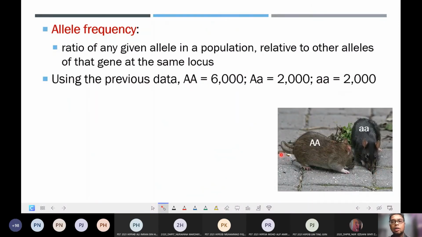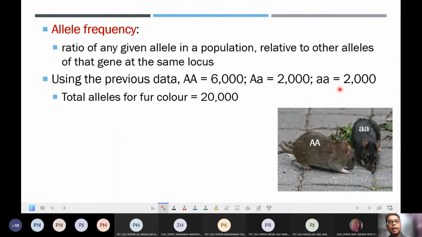And so let's look at this same population of rats again, in which just now we know that there will be 6,000 homozygous dominant rats with the genotype of capital A capital A. There will be 2,000 heterozygous rats with the genotype of capital A, small a, and there will be 2,000 homozygous recessive rats with the genotype of small a small a. Sama kita guna data yang tadi juga. And we also know that the total alleles for the fur color will be 20,000.